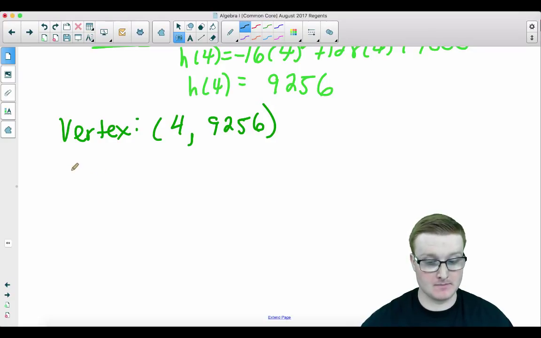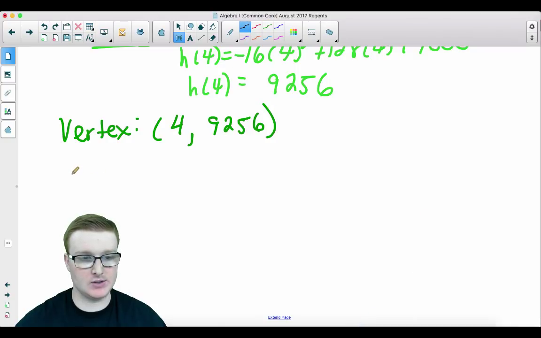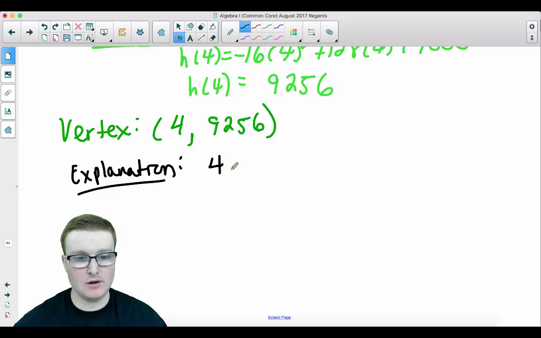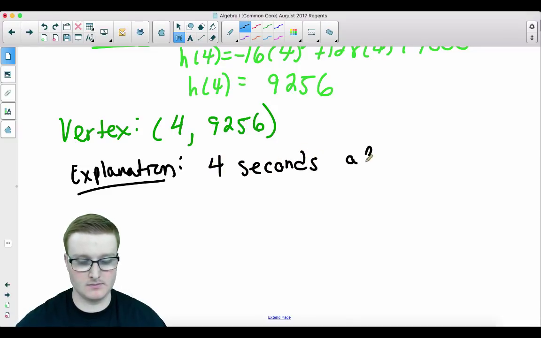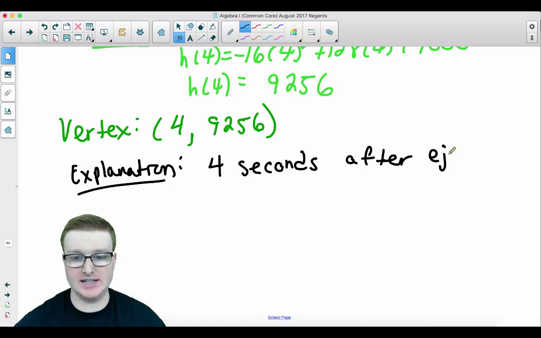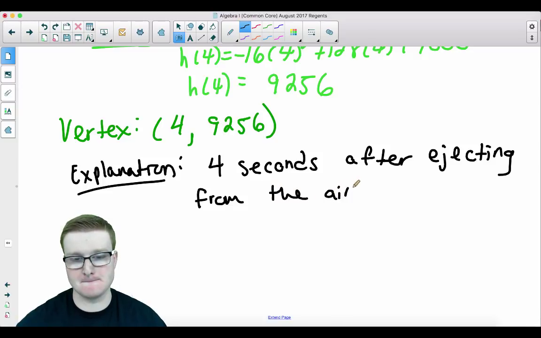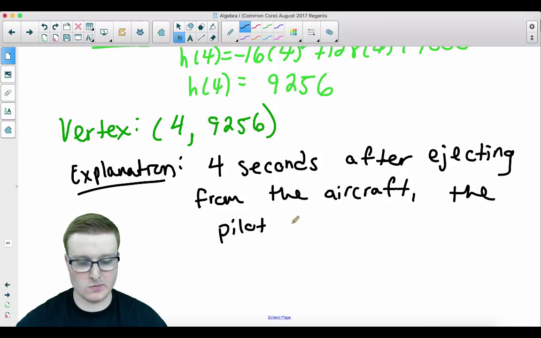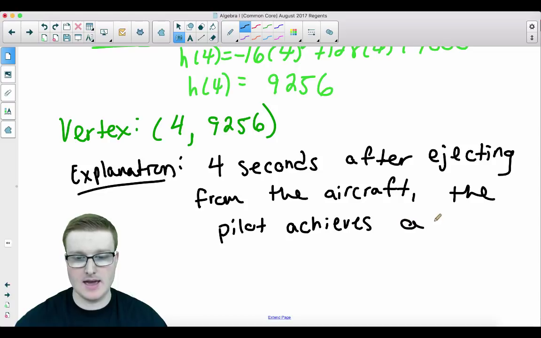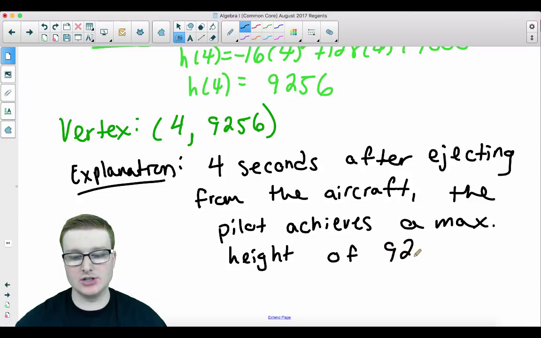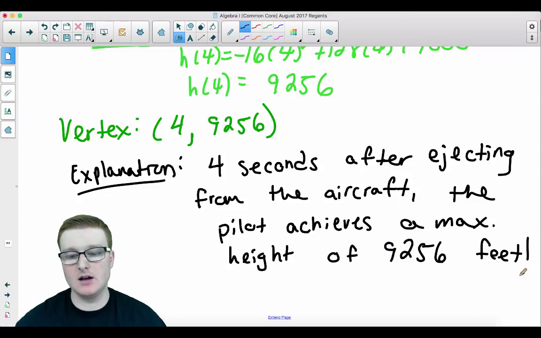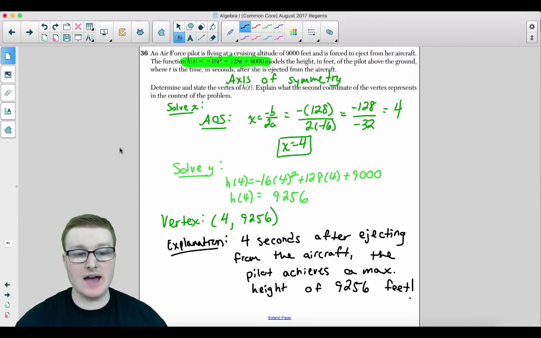So we're going to say this, our explanation: 4 seconds after ejecting from the aircraft, the pilot achieves a maximum height of 9,256 feet. Woohoo! Done. So that's how you do that part.